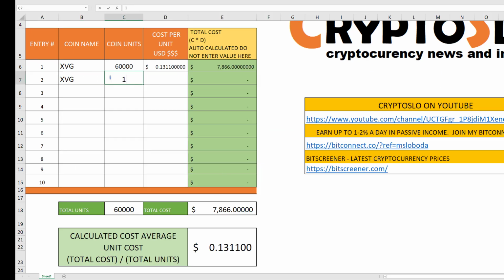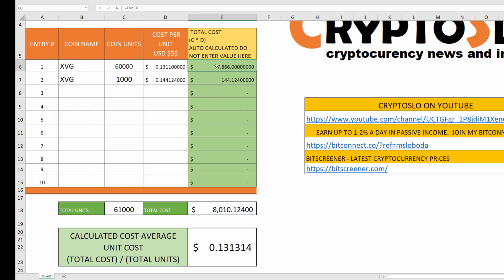XVG, I'm adding 1,000 units. The price was 0.144124. So the purchase tonight was 1,000 at a unit cost of this. I already had 60,000 at this cost. So remember, you're only entering stuff in these three columns: B, C, and D.